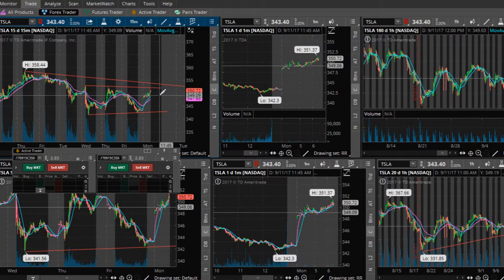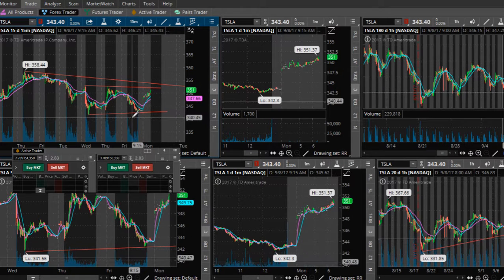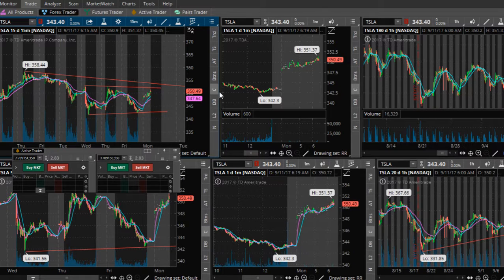And even if it blows past that, that's fine. As long as it got to that point and we got in and out of a trade and made some money, that's all that matters. We don't have to be greedy with it and hold it for a longer amount of time. It's perfect. So let's go to the next chart over here.